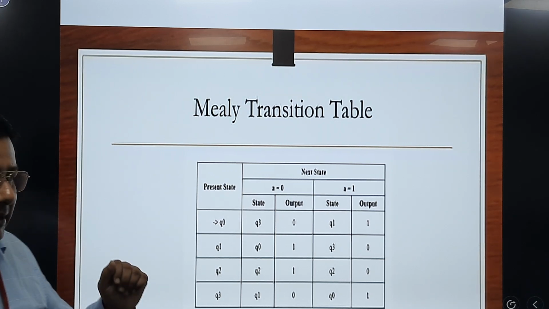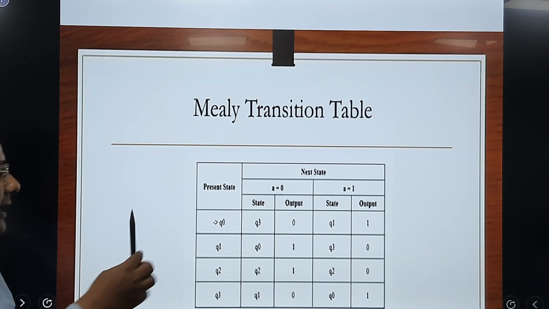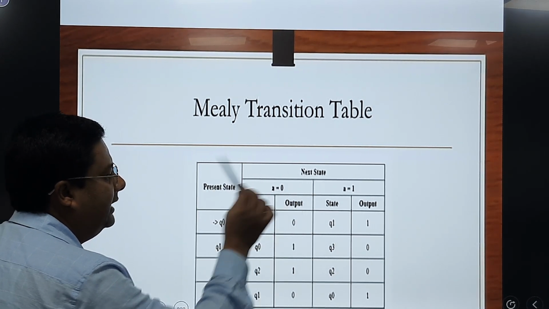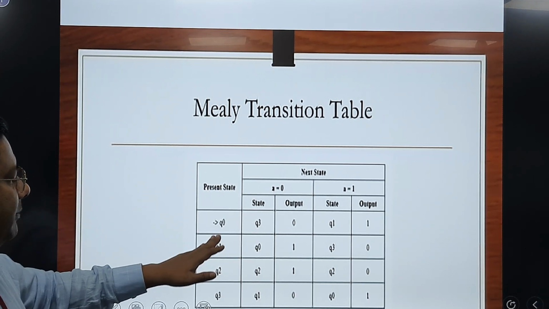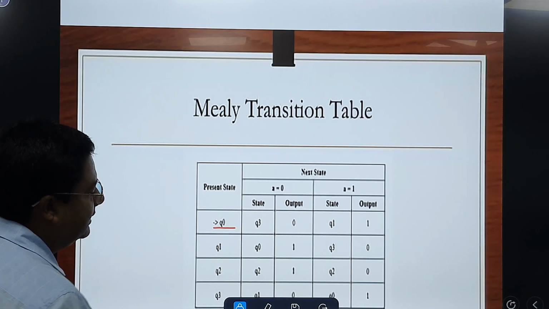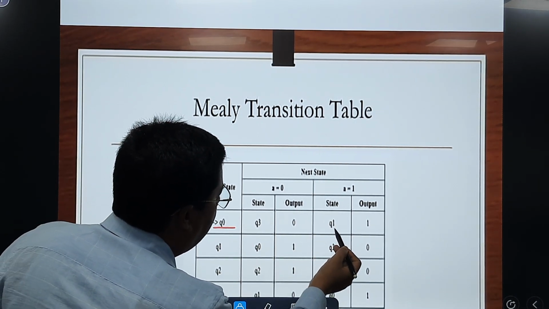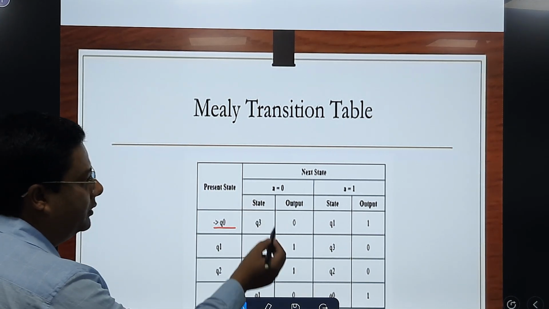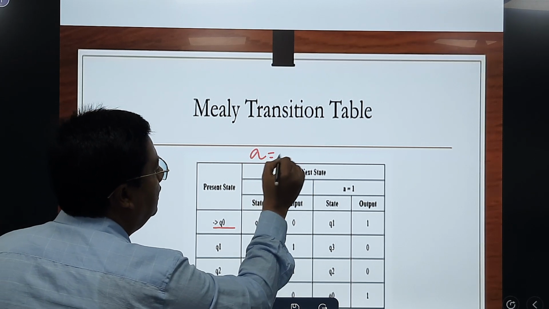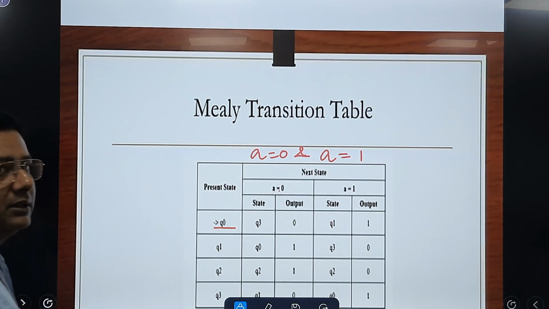This is the transition table diagram. We can understand it by the table also. The table consists of the present state as well as the next state. The present state here is Q0, at which we can change to Q3 as well as Q1 by using input. Suppose A is equal to 0 and A is equal to 1. There are always two inputs in this case.